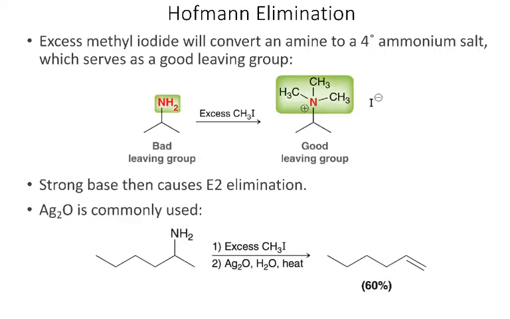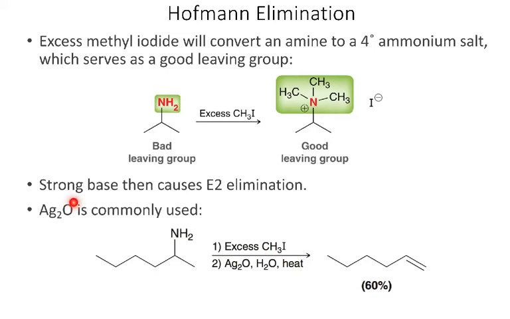Okay, so in Hofmann elimination, the first thing we do is react our amine with excess methyl iodide. And so we know that this is going to give us exhaustive alkylation, and that's going to give us our quaternary ammonium ion, and then it'll combine with iodide as the counter ion to give us a quaternary ammonium salt. And what I've done is I've converted something that is a bad leaving group, NH2, into something that is an excellent leaving group, this trialkylamine. So now that I have a good leaving group, I can use a strong base to get E2 elimination.